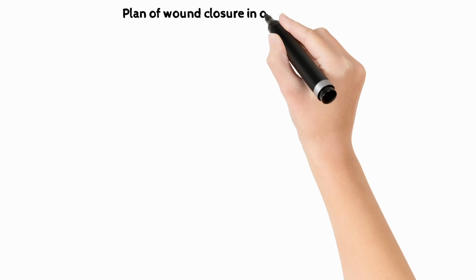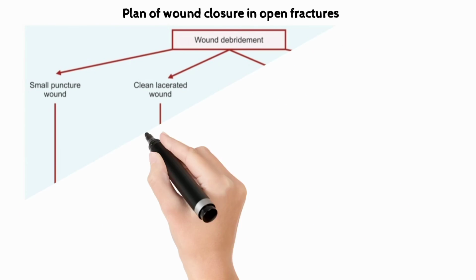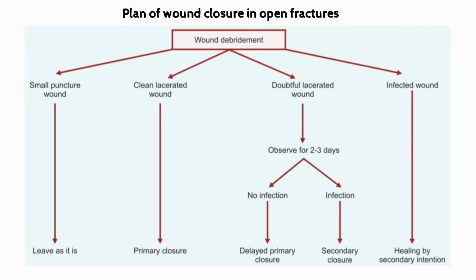Plan of wound closure in open fractures. This shows the plan of wound closure in open fractures. If it is a small puncture wound, leave as it is. If it is a clean lacerated wound, then primary closure is done. If it is a doubtful lacerated wound, then observe for 2 to 3 days.